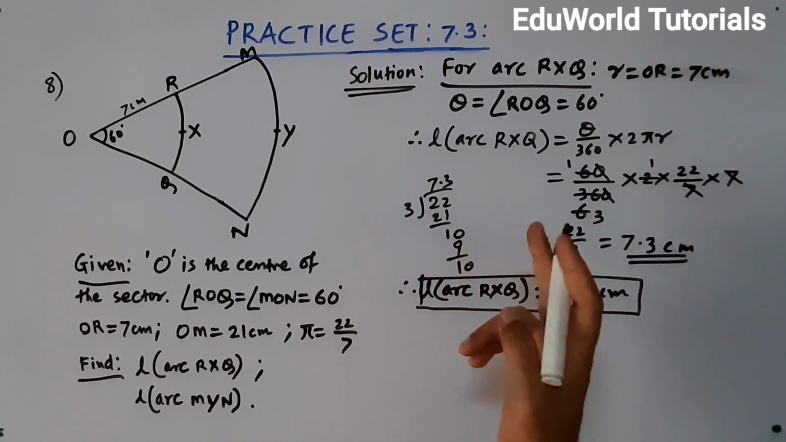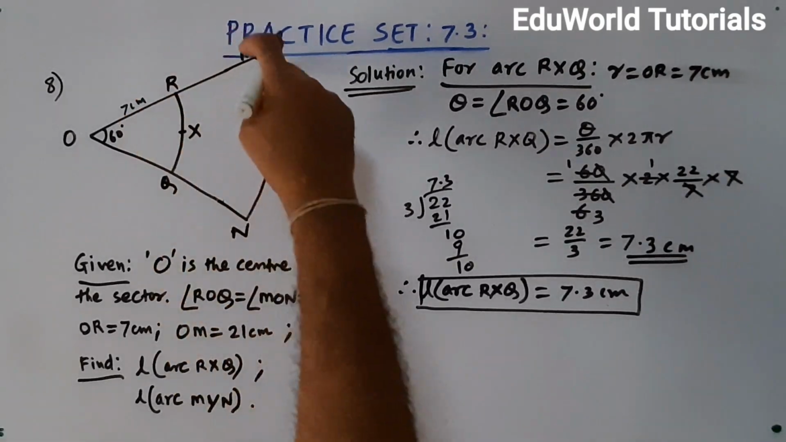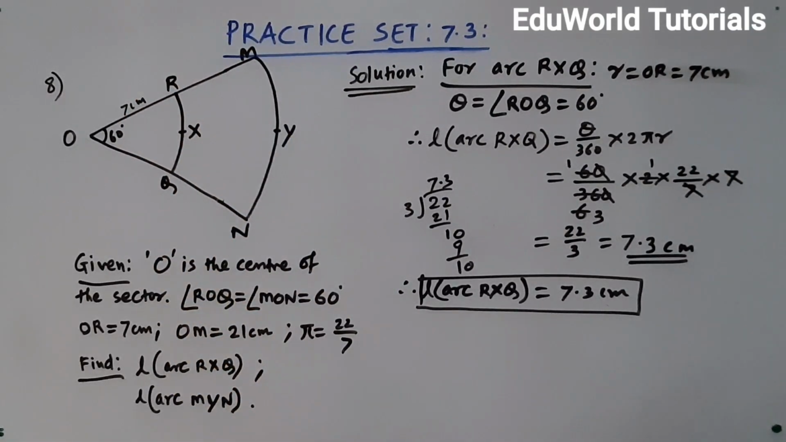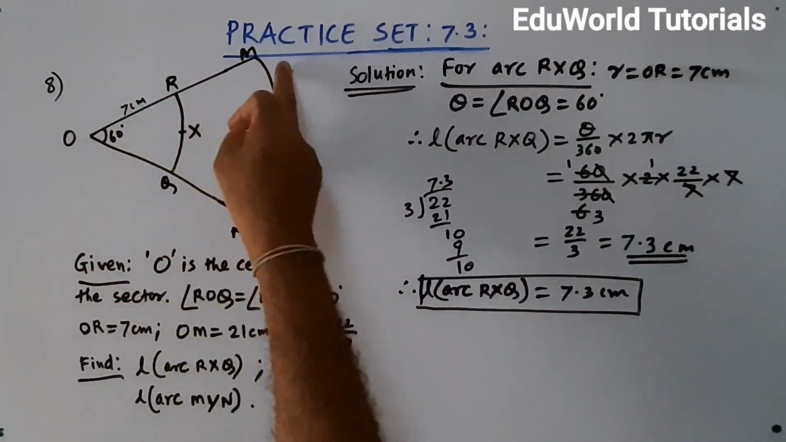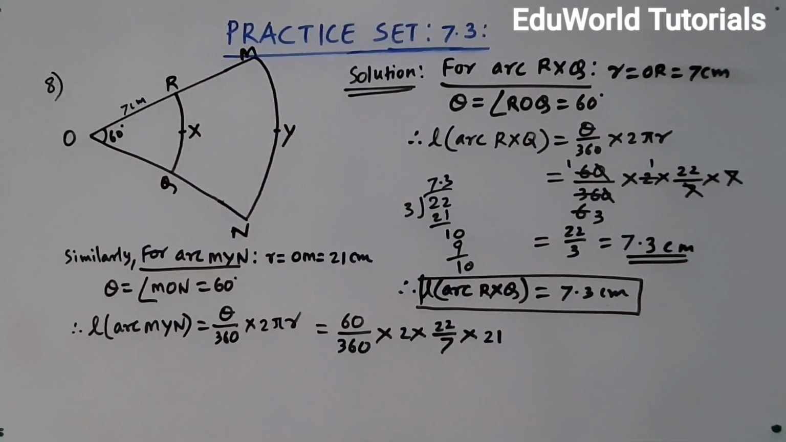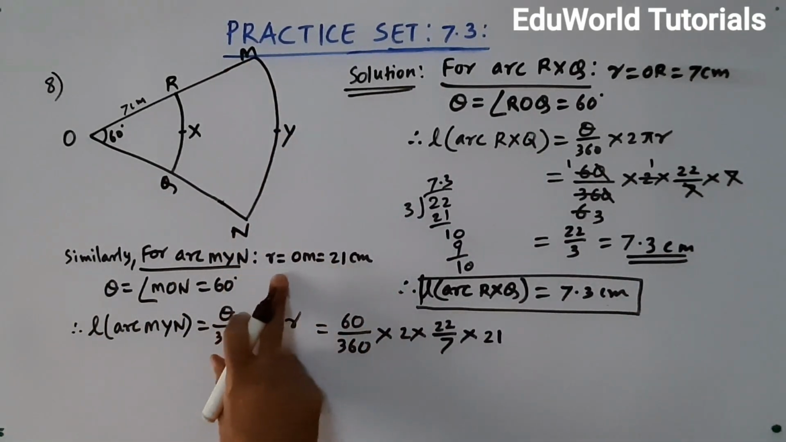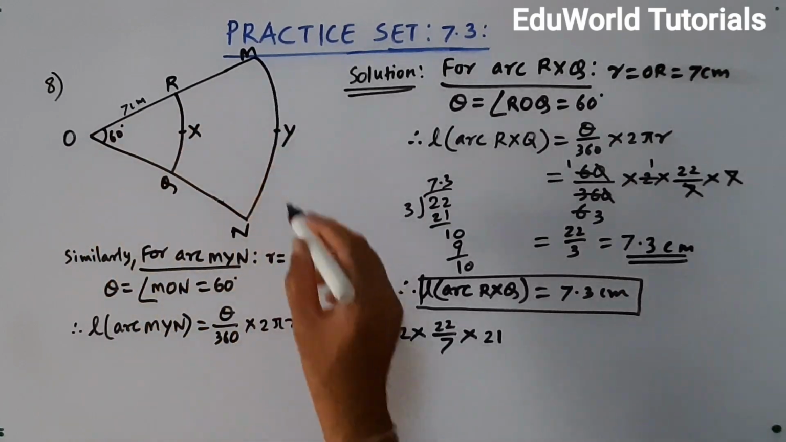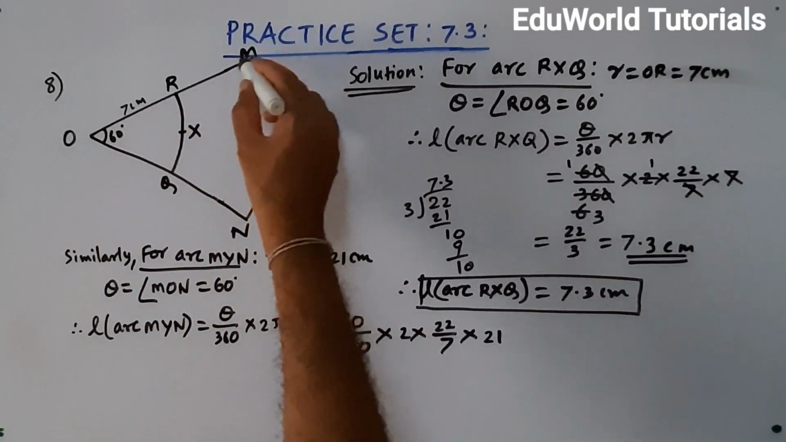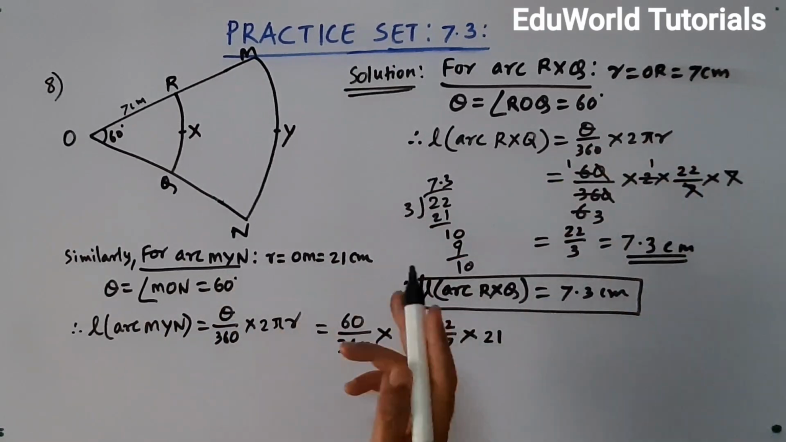Then same way we can do for arc MYN. We put the values for arc MYN. For that, we'll take a different radius, that is OM, and angle MON will be the same, that is 60 degree. So students, I have written for arc MYN, for this big, longer arc, radius is OM. From here to here, it is the radius, which is 21 centimeter, and the central angle MON is 60 degree, which is remaining same as the previous arc.